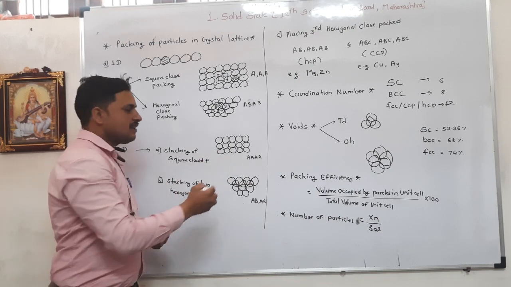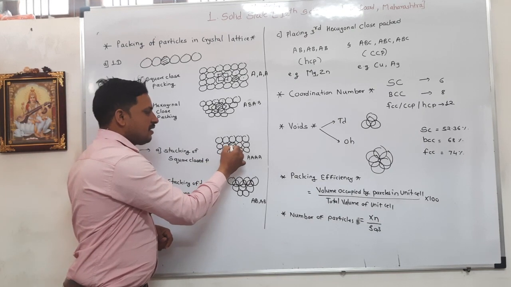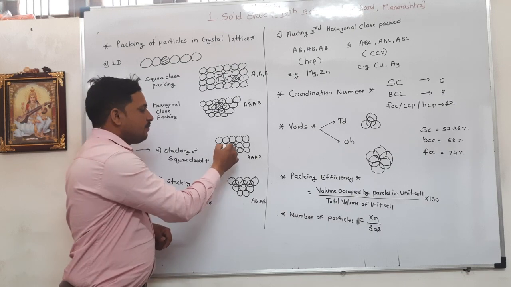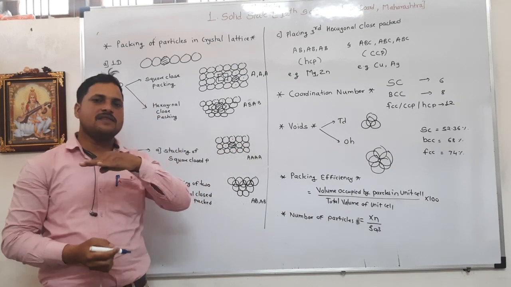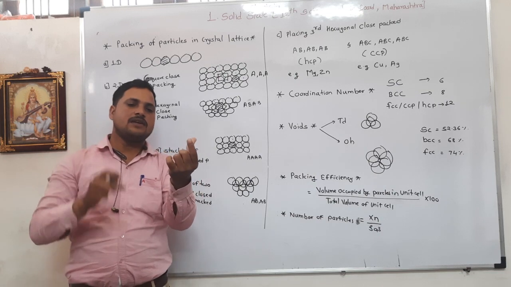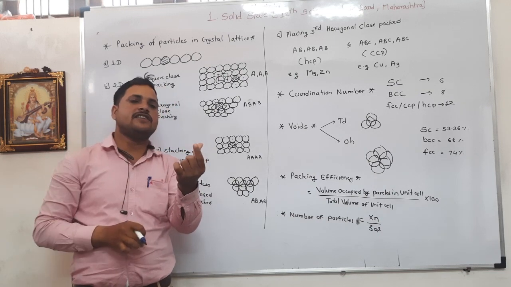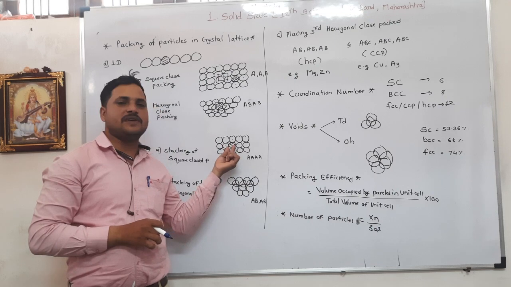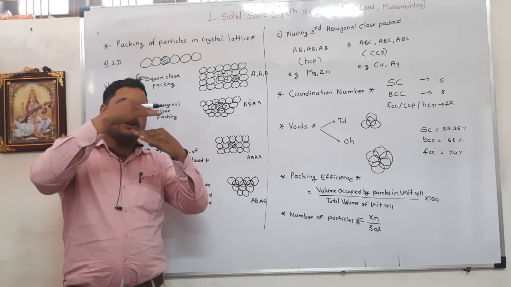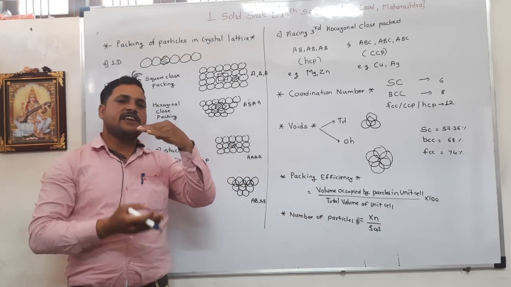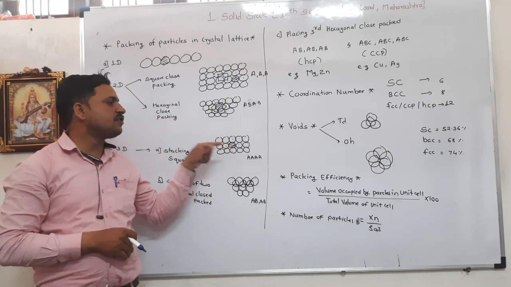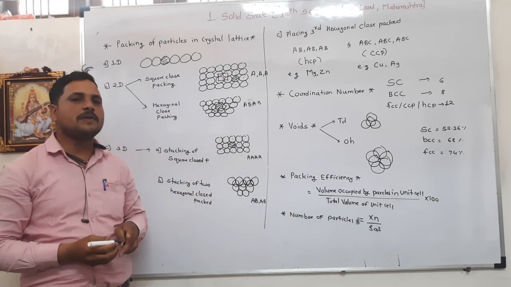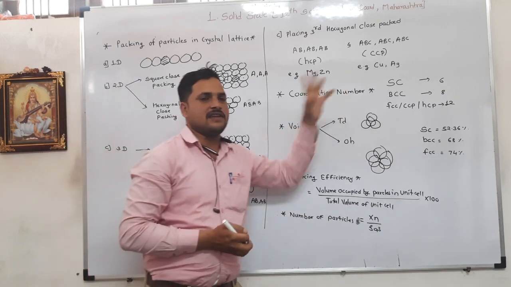In this case, the given sphere has 4 atoms present within the same layer. Means for a given sphere, 4 spheres are attached or adjacent to this sphere. But in the layer above, one sphere is attached, and in the layer below, another sphere is attached. Means the total coordination number in square close packing is 6.